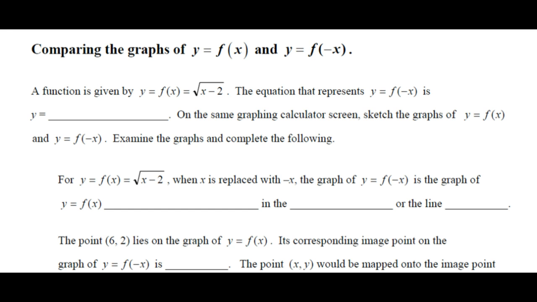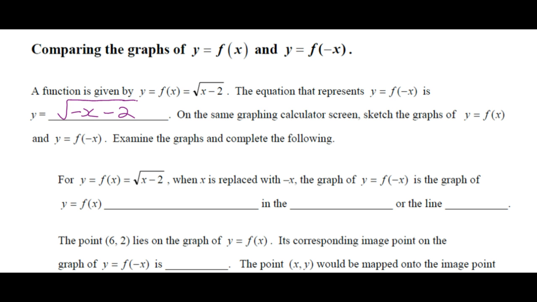Okay, what if we do this? y equals f of x and y equals f of negative x. So a function is given by y equals f of x. The equation that represents y equals f of negative x is what? So what is it? The square root of. Okay, so I see an x, I replace it with negative x. What do I do with the minus 2? It's just along for the ride. Okay, so we are not making what's underneath there negative. We are simply saying where you see an x, you now write a negative x. The minus 2, let's go there, minus 2.